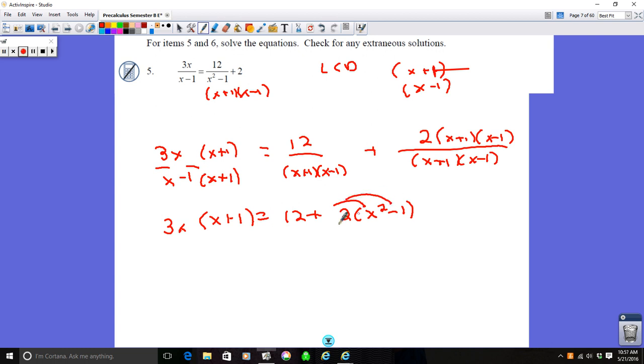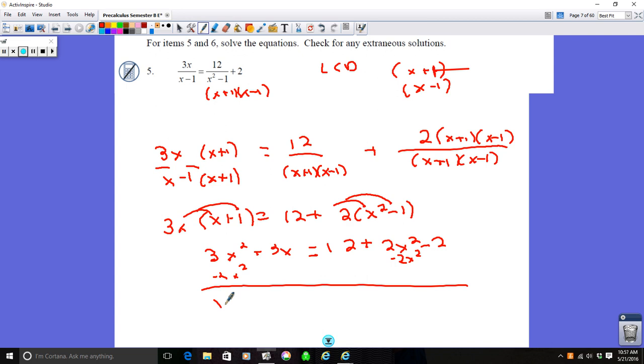Now, watch your order of operations. You distribute first, then you combine your like terms. So we have 3x squared plus 3x equaling 12 plus 2x squared minus 2. Bring this over to the other side, we subtract it. And we have x squared, we have our 3x, and then this 12 and negative 2 is going to give you a positive 10 on the right side. And so we're going to subtract 10 to bring it to the left side.